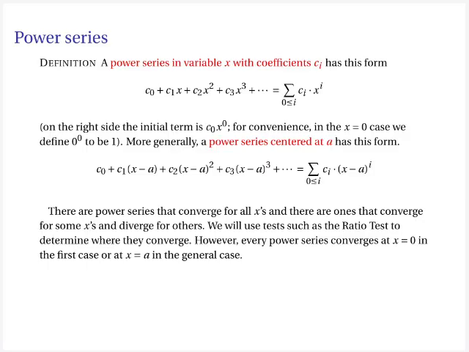Okay, so a power series in variable x with coefficients c_i has this form. There's a coefficient c0 and a coefficient c1, and then there's a coefficient associated with x squared and a coefficient associated with x cubed, etc. Down here we have again a coefficient for the constant term, for the linear term, for the quadratic term. But we saw when we were doing Taylor polynomials that we sometimes want to center at a number other than 0. So we would write x minus a squared, x minus a cubed. So you can think of the line above as being the a equals 0 case.